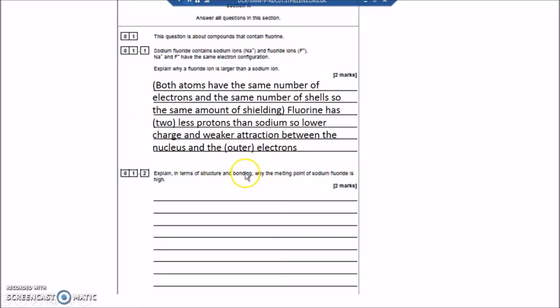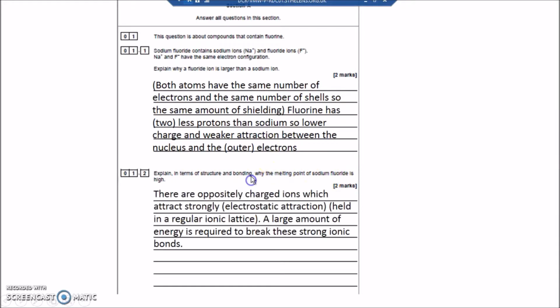Explain in terms of structure and bonding why the melting point of sodium fluoride is high. Well, look, you've got ions. The reason you've got ions is sodium wants to lose 1 electron to fill up its outer shell, and fluorine wants to gain 1 electron to fill up its outer shell. Sodium's in group 1, fluorine's in group 7. So the sodium atom donates an electron to the fluorine atom and becomes an Na+ ion, and the fluorine becomes an F- ion.